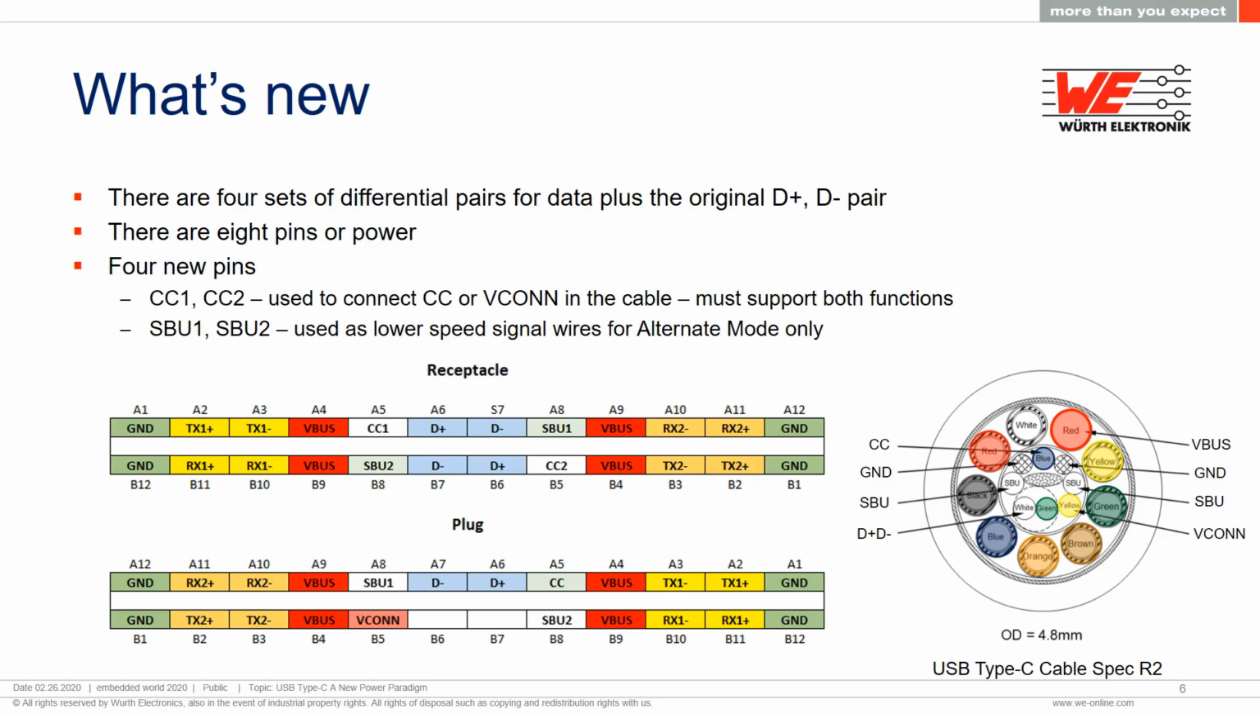Around the center D+, D- pair are 4 lines that make the system very versatile. The configuration channel, CC, and VCONN are used to establish cable orientation and communication between devices for configuration. This is very important because it allows the devices to establish how they'll use the cable, and as we'll see, allows for dynamic use of the cable. The sideband use, SBU1 and 2 channels, are configurable for low-speed data lines for alternate mode, which makes it customizable. These can even be used for audio.